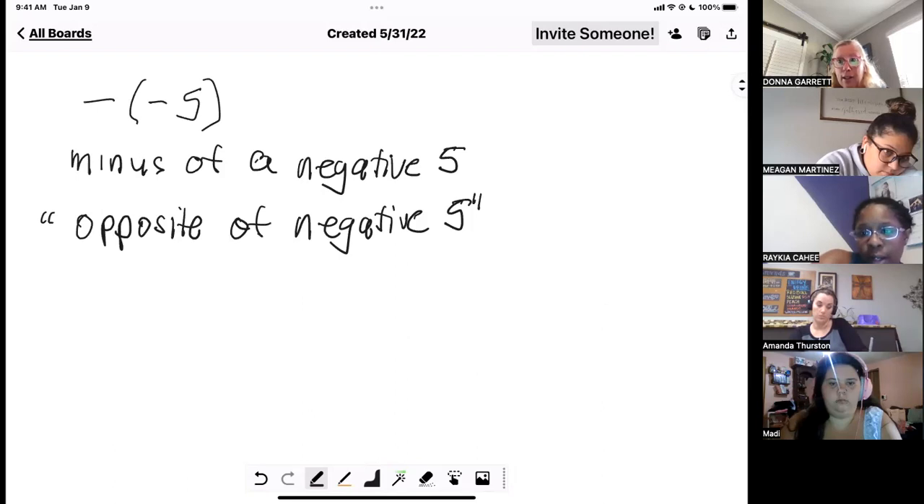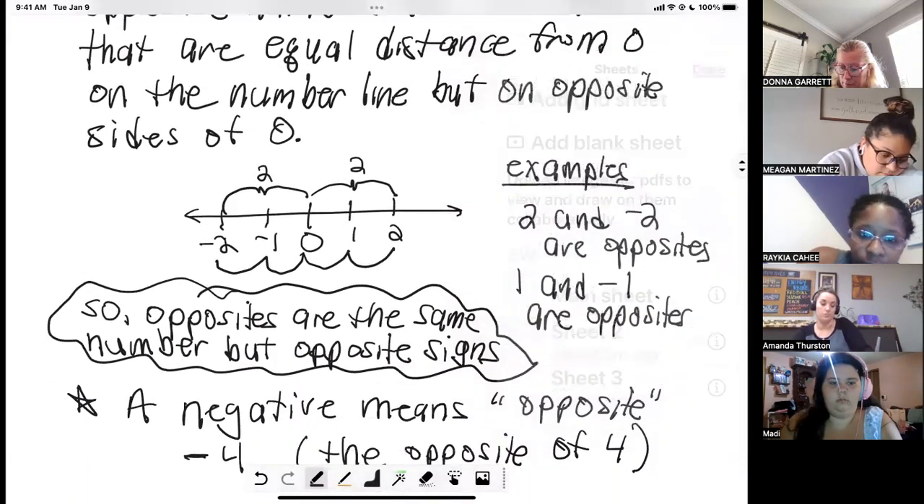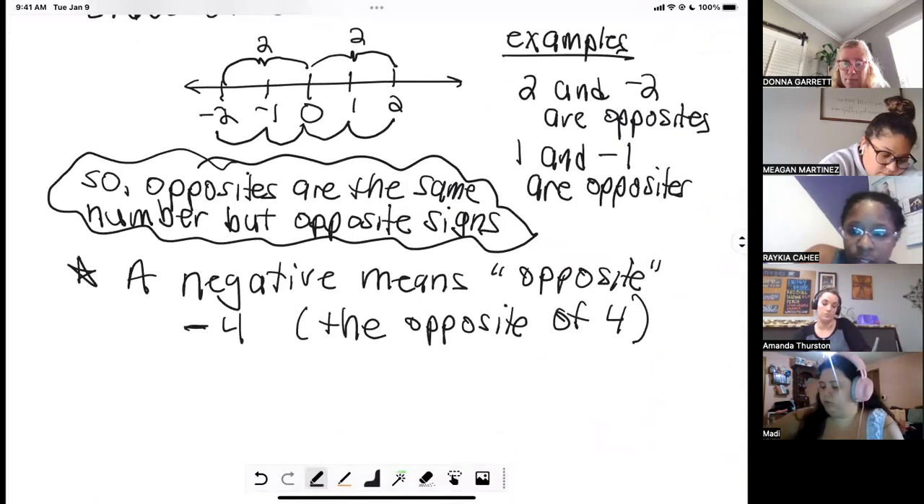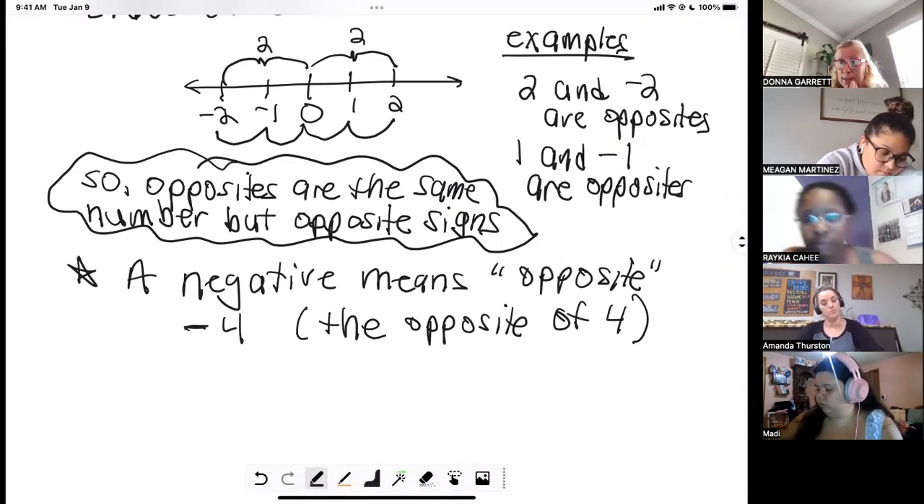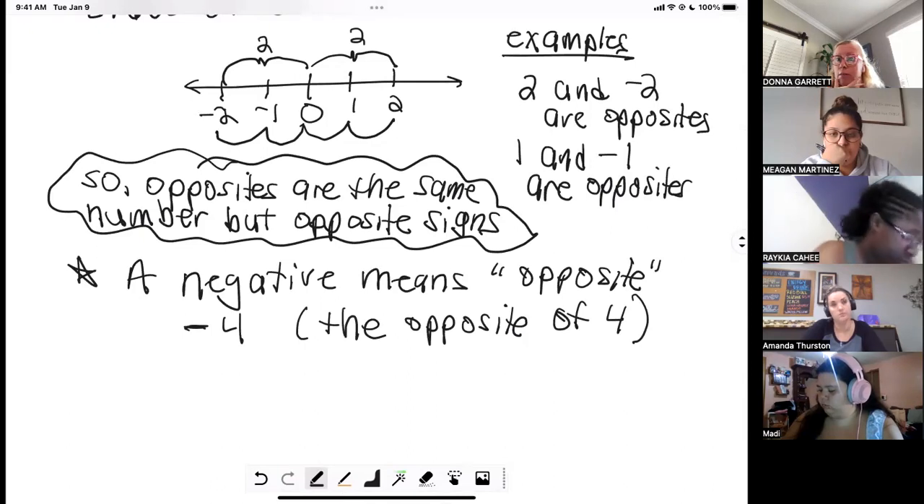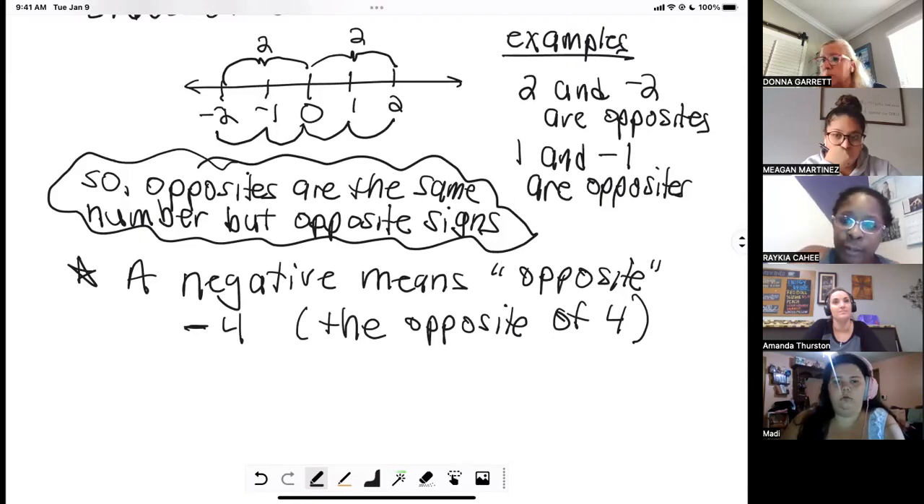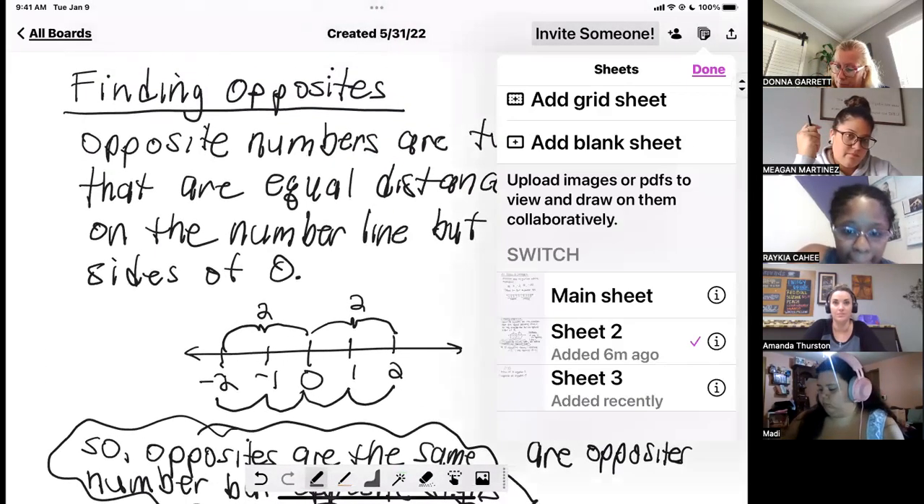Someone had written in the chat, what was the last part of the previous page? What was the last part you had written down on the last page? Right here? Yes, ma'am. Negative means opposite. Did you write it down? She said she got it. Got it? Okay, awesome. Thank you.